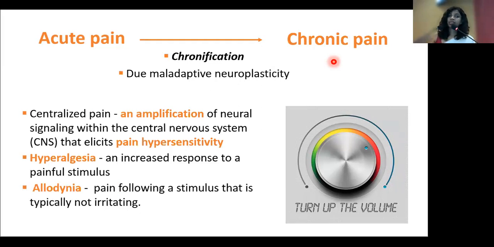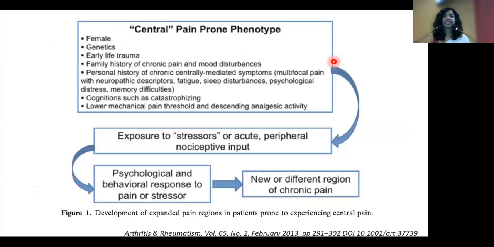So because of that, you get a hyperalgesia, where it's a painful stimulus but you feel pain much, much more than another person, or a stimulus that is not usually painful can be painful. That is what we call allodynia. So this amplification and hypersensitivity to pain is the feature of centralized pain. And there's this central pain prone phenotype that has been found from multiple studies looking at the risk factors.